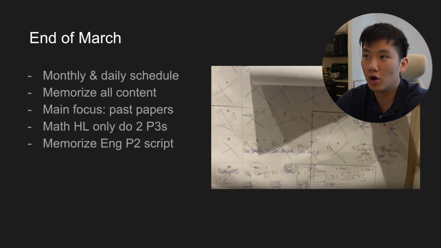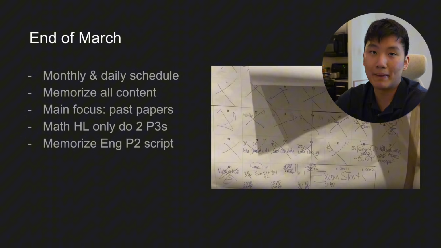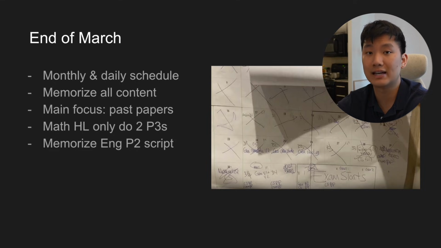Near the end of March, you not only want to create your monthly and daily schedule for April, but also create a monthly schedule for May, in which you just highlight the days with exams so you can better visualize which days actually have exams.